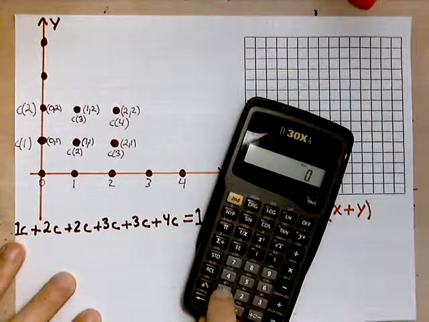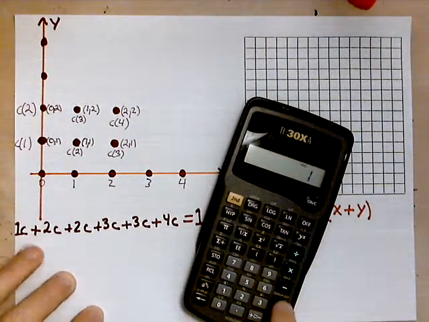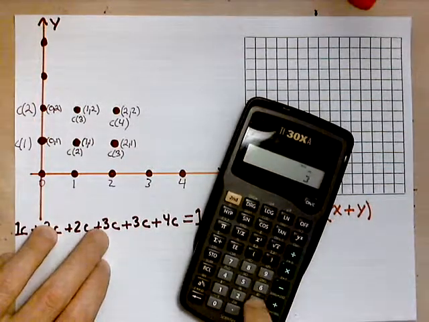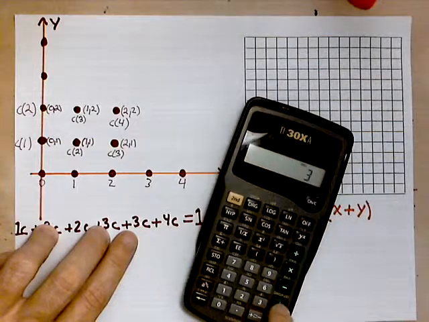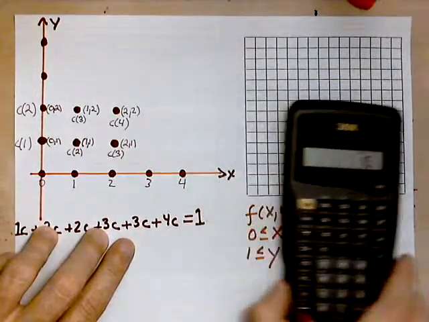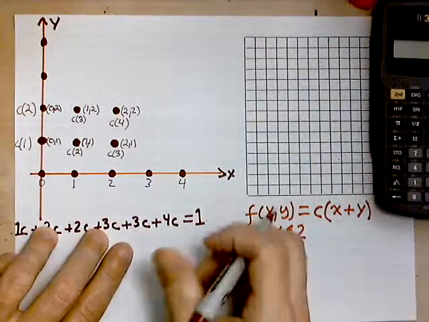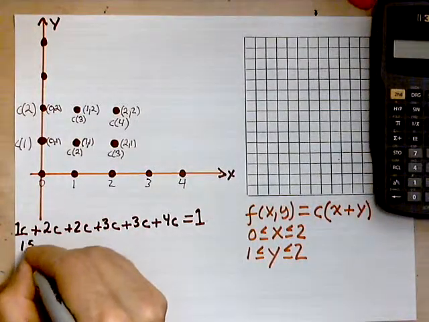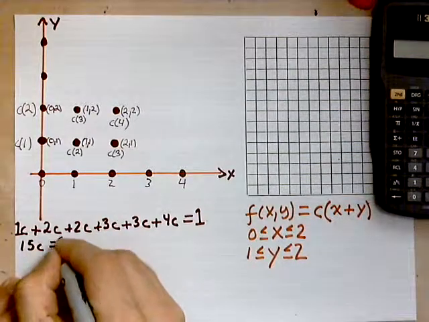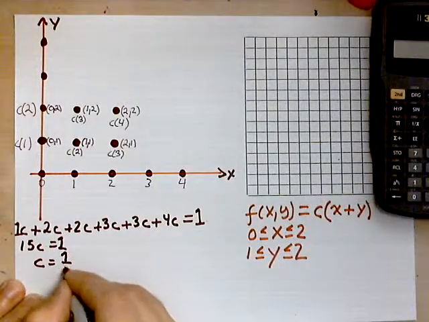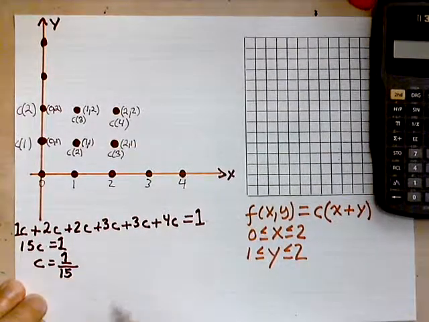Let's add these up. We have 1 plus 2 plus 2 plus 3 plus 3 plus 4. All of that equals 15. So what we have now is 15c equals 1, which means that c equals 1 over 15.